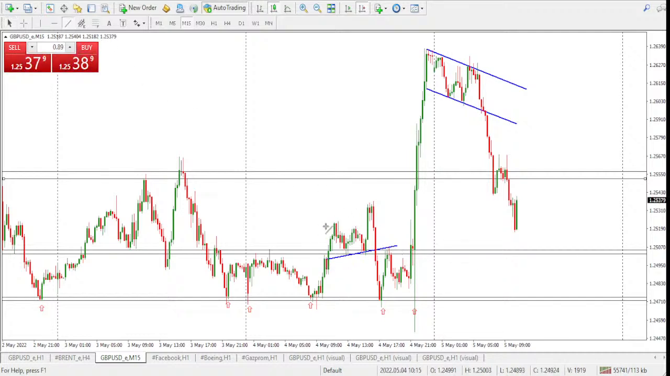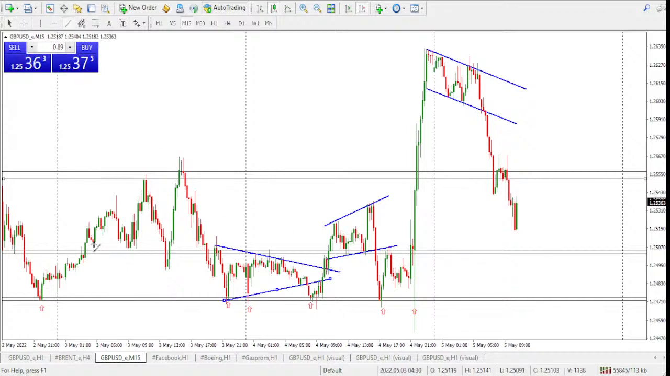And then you have this one. So you have that. Then we have that. And then you have that. So as I keep mentioning, when you have a shape and the price violates that shape either to the upper side or to the lower side, you're supposed to pick a position. Like in this case, if the price violates it to the lower side, you're supposed to pick a sell. If the price violates it to the upper side, like it did here, you're supposed to pick a buy.